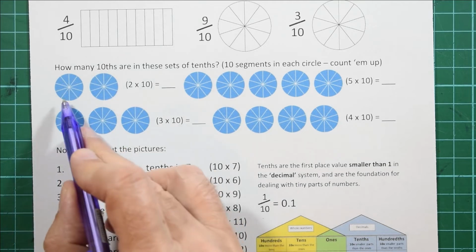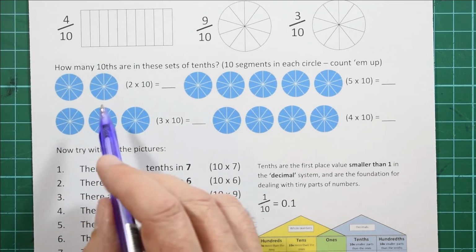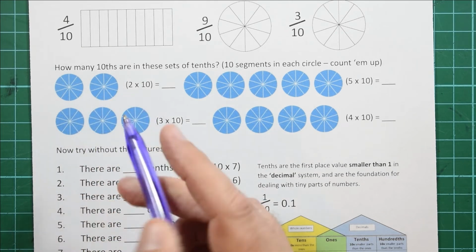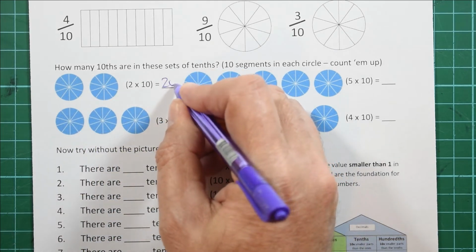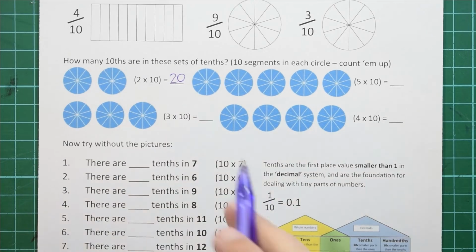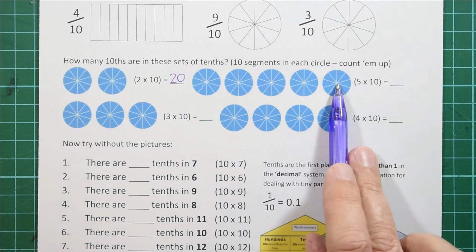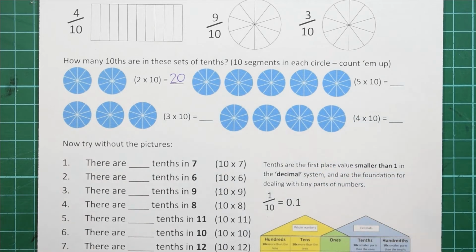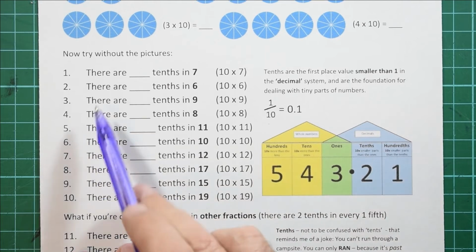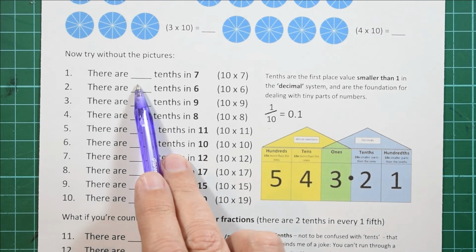You could count them. I could go 1, 2, 3, 4, 5, 6, 7, 8, 9, 10, and so on. Or, because I know there's 10 in each circle, I can just say, well, 2 times 10 is 20. Very easy. Again, I'll leave you to have a go at these ones here, but you've got 5 circles there, so it's going to be 5 lots of 10, and so on. By the time we move down to this bit, we're not even worrying about drawing the circles, but it's exactly the same kind of questions.